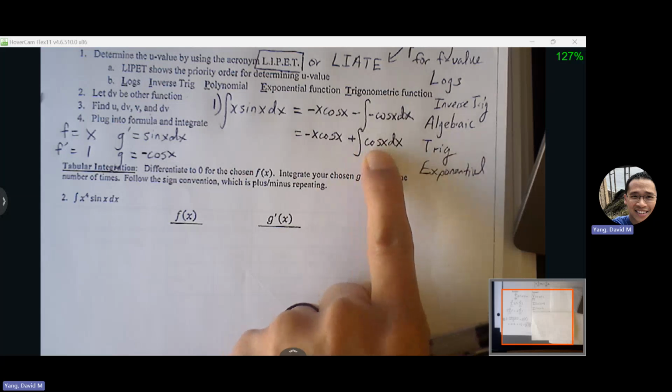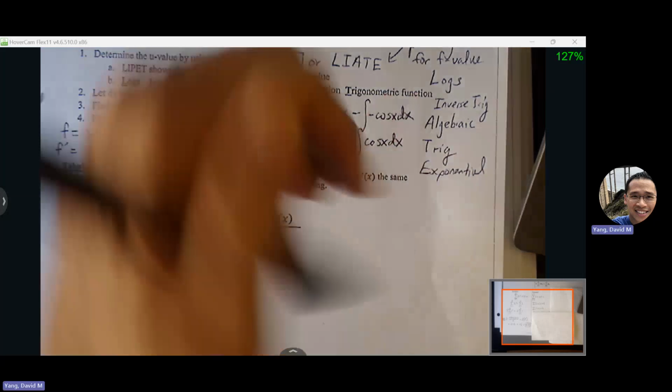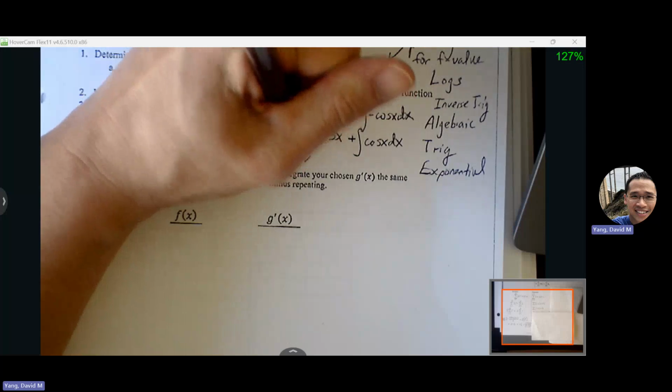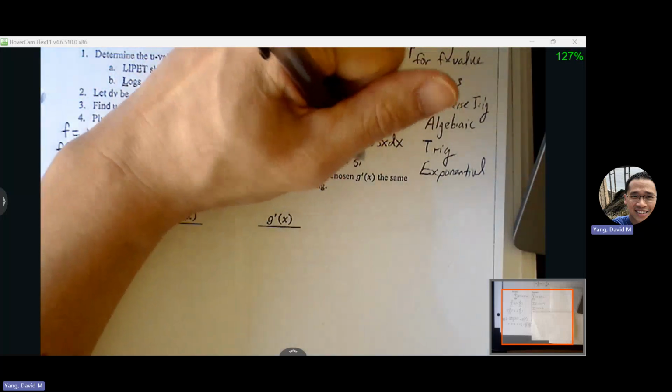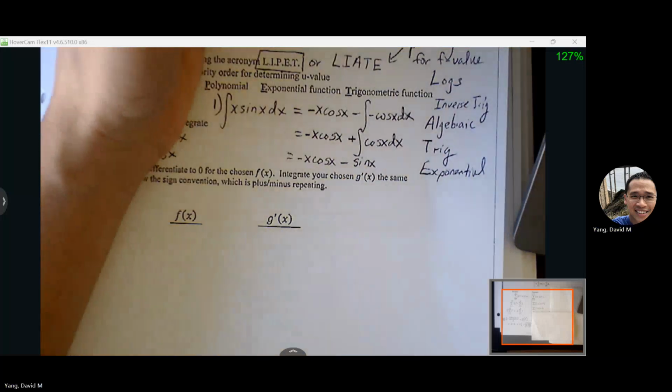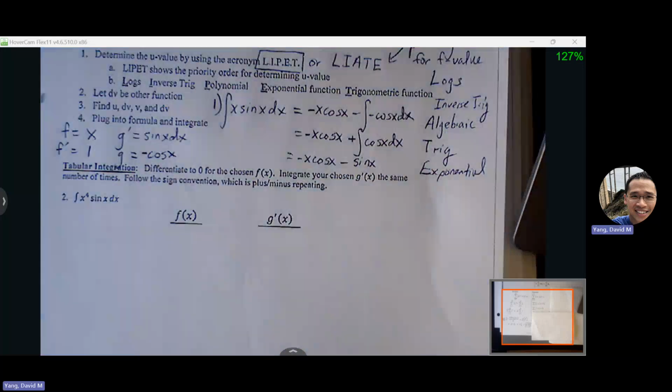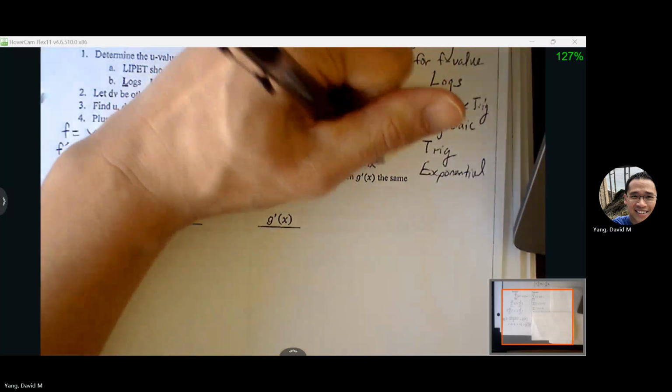What's the integral of cosine? Sine. So negative x cosine x minus sine of x. I'm sorry, plus. Cosine becomes positive sine. Plus C.